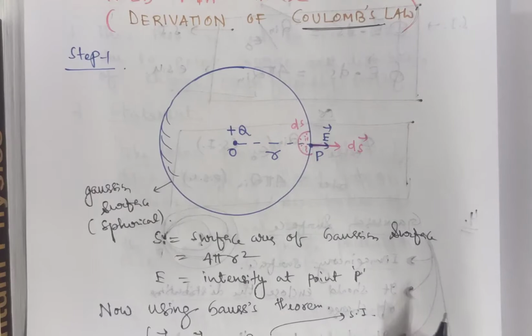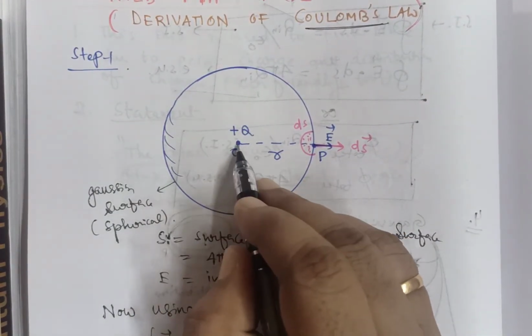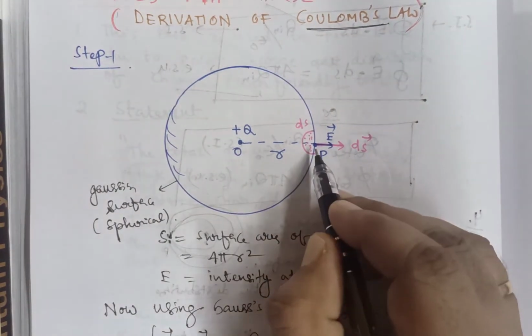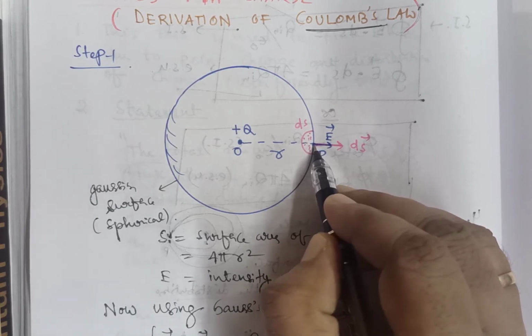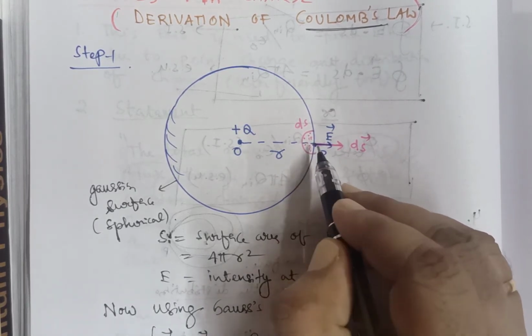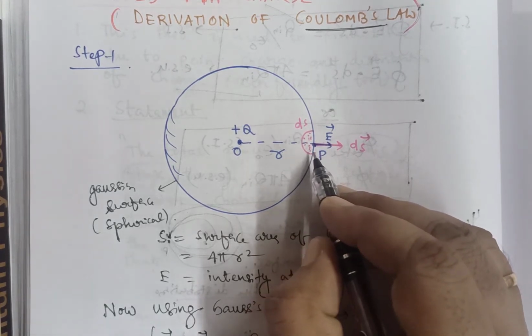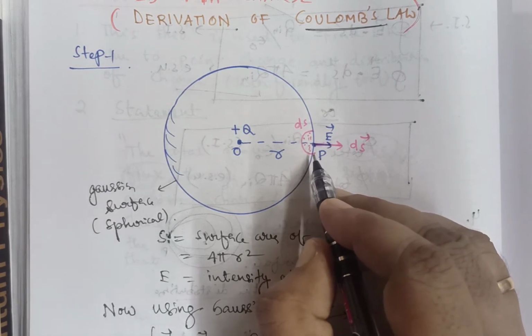See carefully. This is a charge plus capital Q. It is situated at O. This is a point charge. Now we are interested in the point P. We have to calculate the magnitude of the electric field intensity. You will use the Gauss theorem, not Coulomb's law. You will use the Gauss theorem. Coulomb's law will be derived from this law.